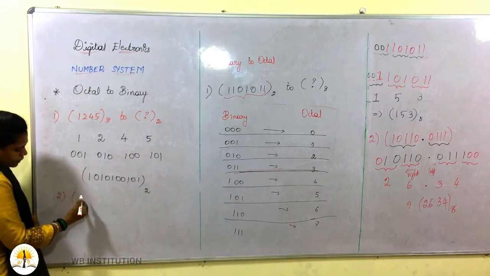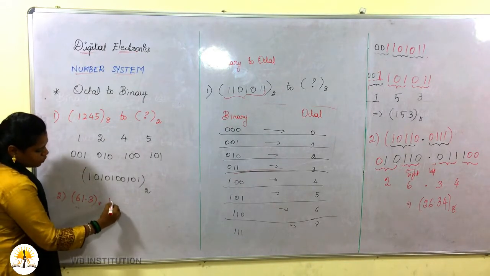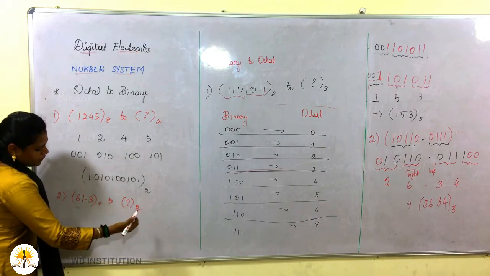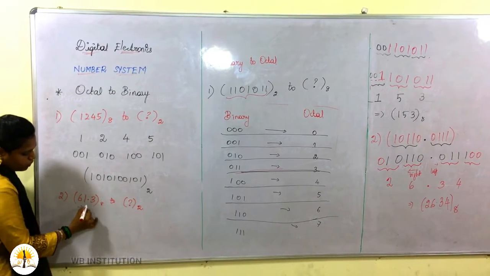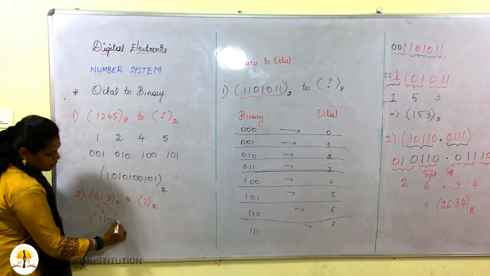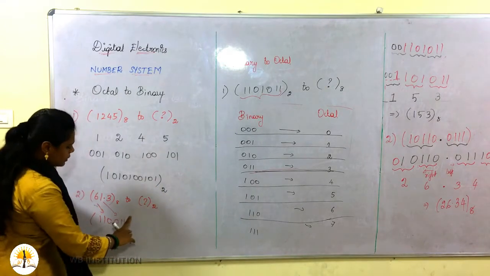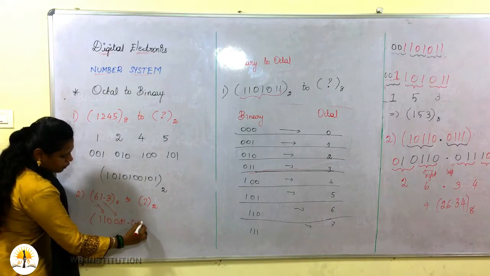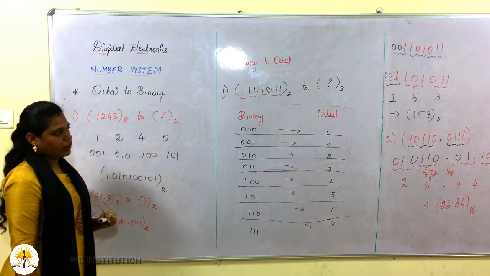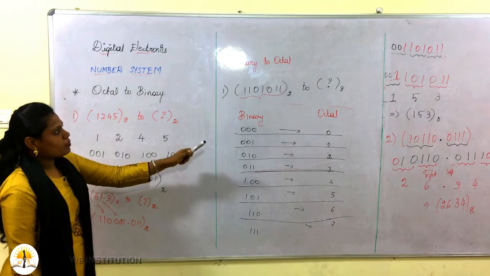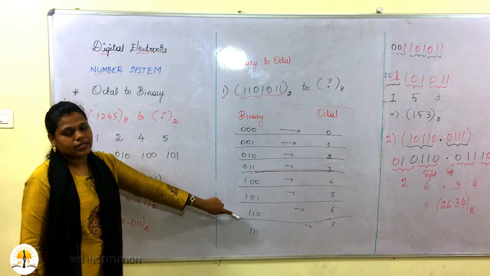For example, 61.3 octal to binary. 6 is what? 110. For 6 it is 110. For 1, what is the value? 001, and for 3, 011. The value for this octal is 110001.011. Okay. So this is for octal to binary, and the earlier one is binary to octal. For each conversion you need to follow this table. This one is the easiest and simplest method to calculate.